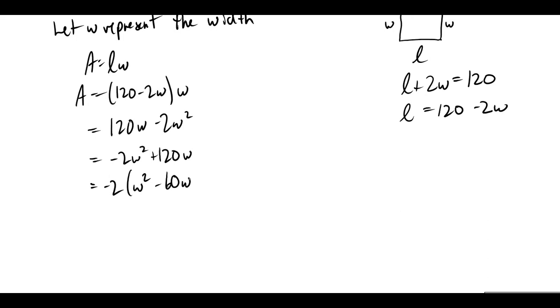Minus 60w. Half of 60 is 30. Squared is 900. Add and subtract that. And then 900 times 2 is 1800.